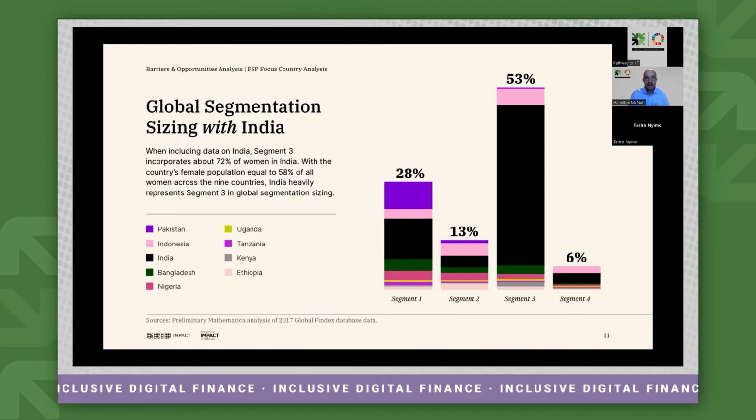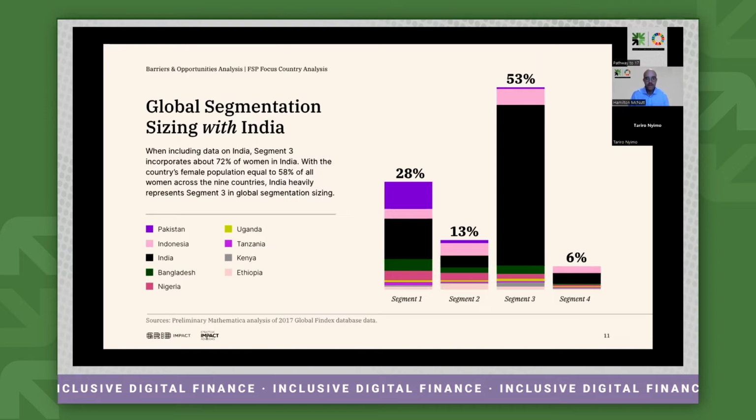But again, segment 3 are women that have accounts but aren't necessarily using them. So that fits the bill of what we've heard coming out of India in terms of these Aadhaar accounts being idle and not used for a lot of transactions.